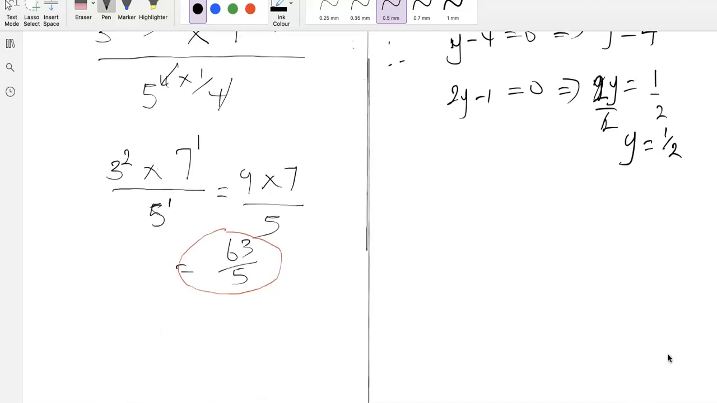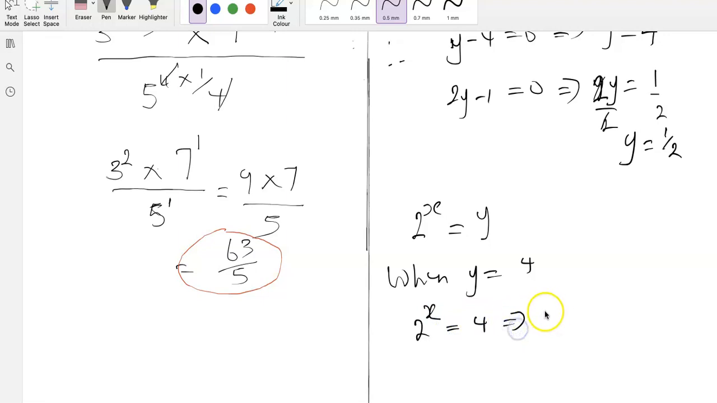But remember, we're not looking for y, we're looking for x. So our original 2 raised to x was given as y. So therefore, when y is equal to 4, 2 raised to x will be equal to 4, which implies 2 raised to x equals 2 raised to 2, because 4 is the same as 2 raised to 2. So we can cancel the base. Therefore x is equal to 2.